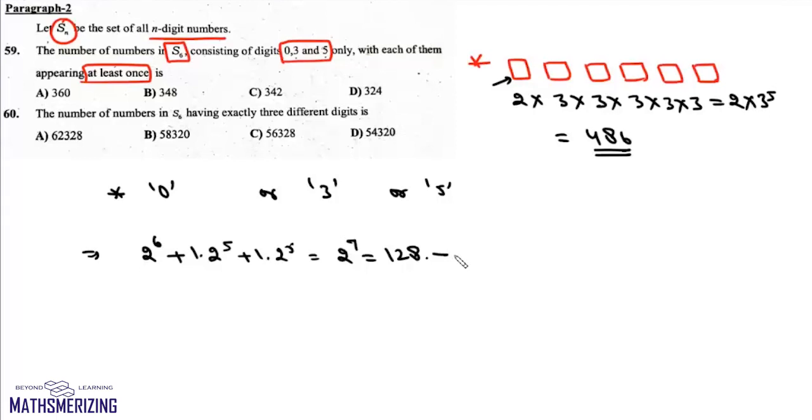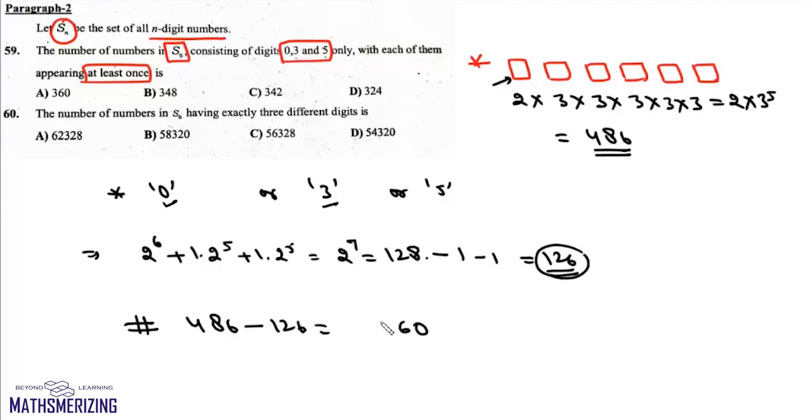Now from this we'll subtract all those cases where 2 of them are missing, because we know that n(A union B union C) is n(A) plus n(B) plus n(C) minus n(A intersection B), n(B intersection C), and n(C intersection A). Now if 0 and 3 are missing, it will be this one case, all the numbers formed with 5, minus if 0 and 5 are missing, again one case, and if 3 and 5 are missing, and if all three are missing, it will be simply 0. So there will be no other case. So it will be 126. So there are 126 cases in which at least one of 0, 3 and 5 is missing. So the total number of numbers in which all these digits appear at least once is given by 486 minus 126, which is 360, and that's your option A.